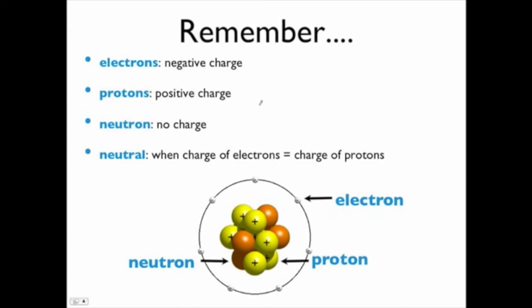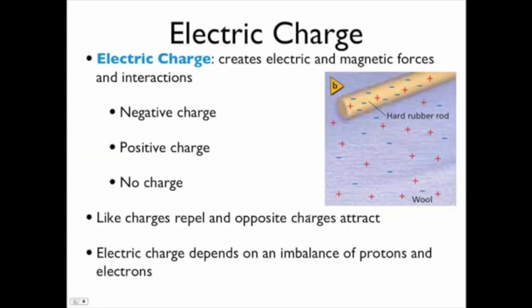So this is something really important to remember from chemistry. Electrons are outside of the atom, and they have a negative charge. And protons are inside the atom, and they have a positive charge, and neutrons have no charge. And then an atom is neutral when the charge of the electrons equals the charge of the protons. So if you have the same number of electrons as protons, you're going to have a neutral atom. And this is really important for electricity because electricity is basically electrons and protons.